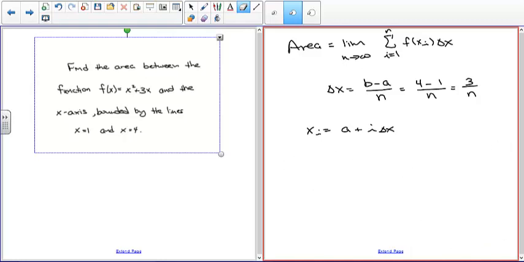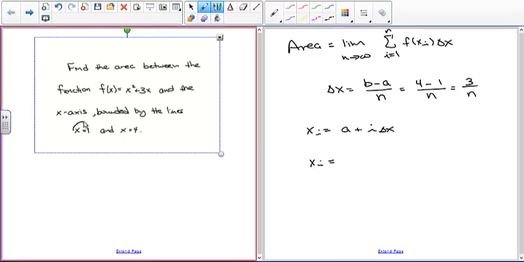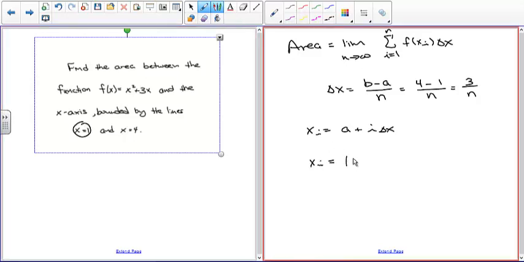Again, it doesn't matter if you do the left-hand side, the middle, or the right-hand side. So for our particular case, a is 1. That's this number right there. So it's 1 plus i times delta x, but delta x is 3 divided by n. So that's 1 plus 3i over n. That's how I increment the x value.